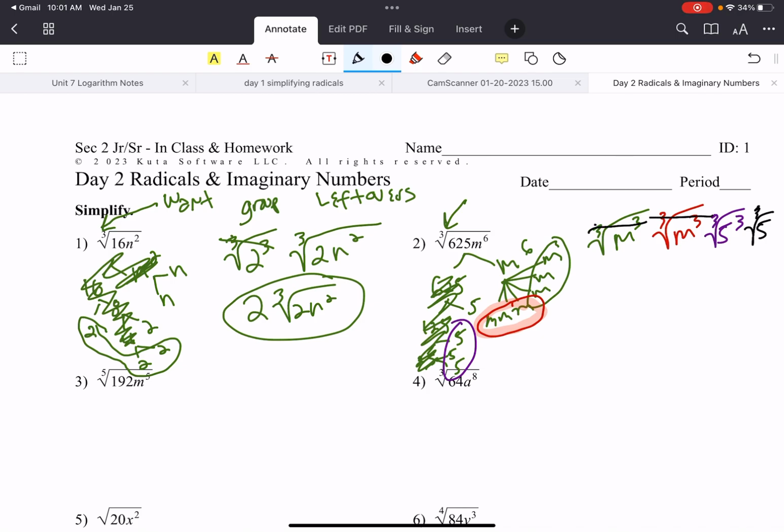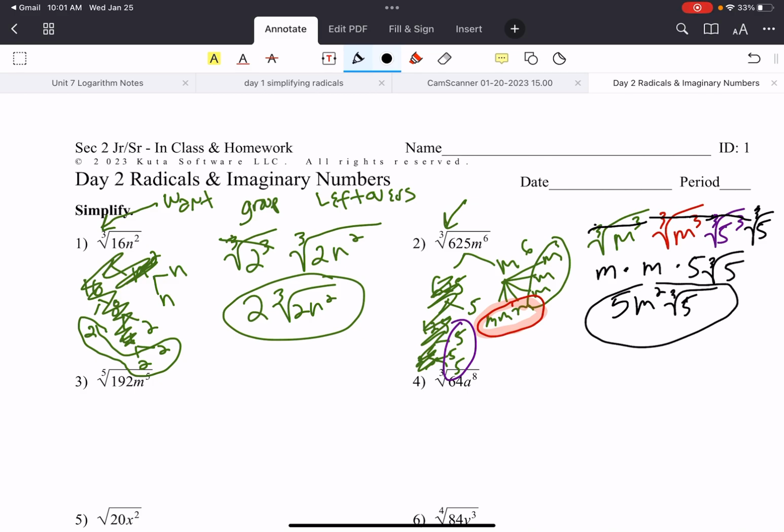Cancels, cancels, cancels, because they're inverse operations and their numbers are the same. So I have m times the cube root of 5. And then I just make it look a little nicer. Don't we normally like to put the number in the front?